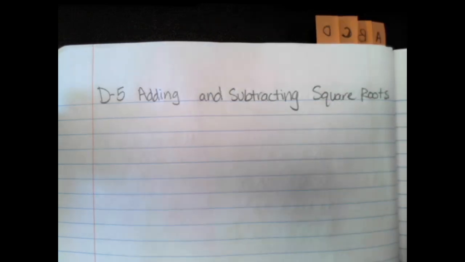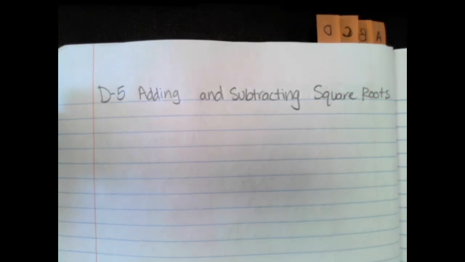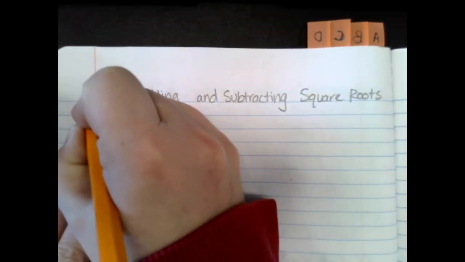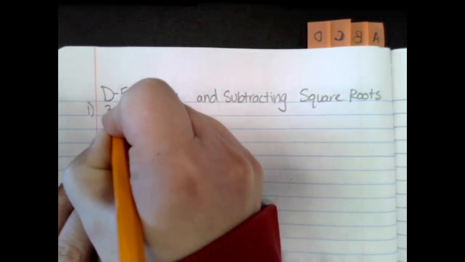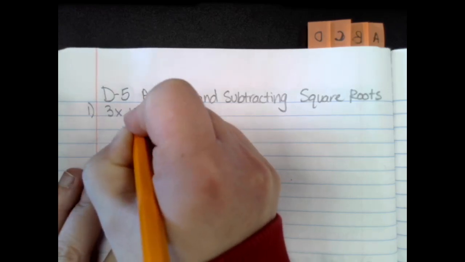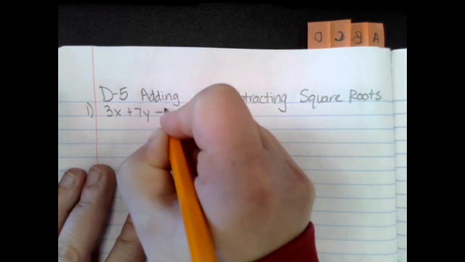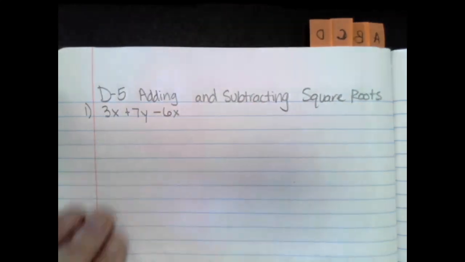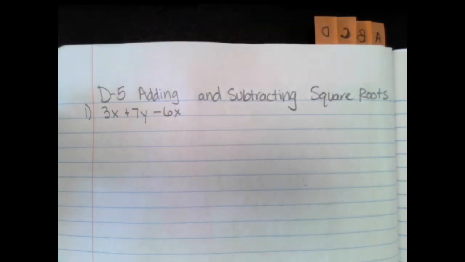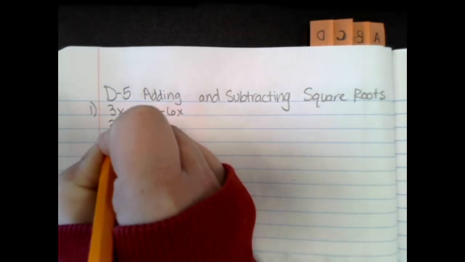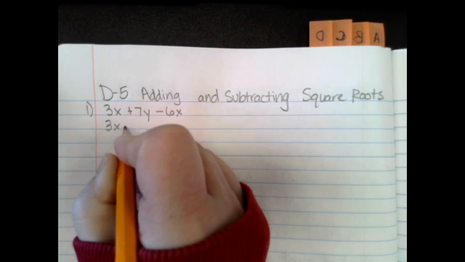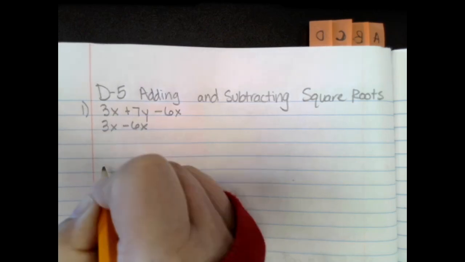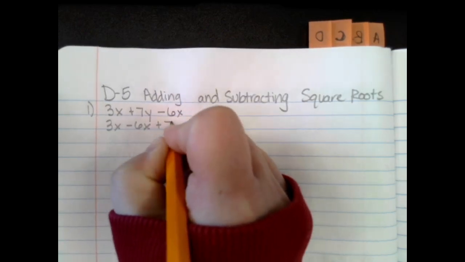So before, for example 1, we would have something that looked like 3x plus 7y minus 6x. And we would need to simplify that. Which parts would we end up putting together? The x's. Good. So we would do 3x minus 6x and then a plus 7y.